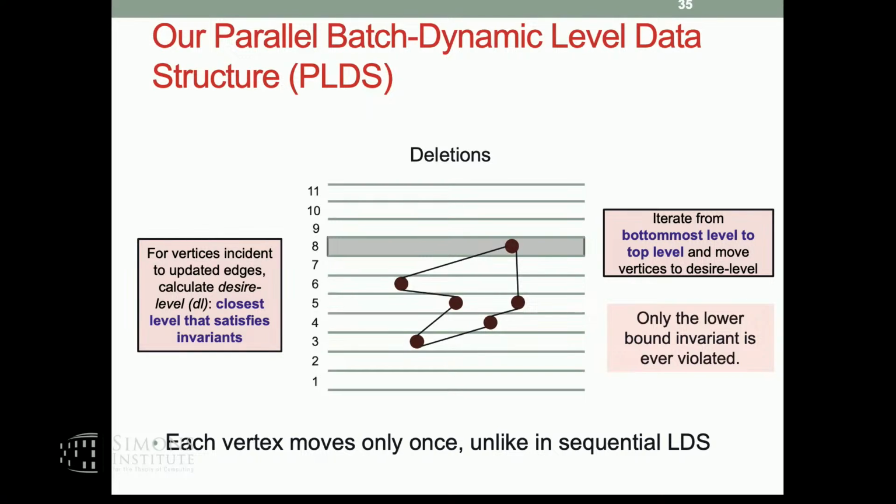Okay, so in the deletion algorithm, every vertex is going to move just once. It's going to move once to the final desire level that it wants to go to. This is different from the sequential LDS, where if you were processing the updates one at a time, each of the updates could cause a vertex to move down one level. But for us, for a single batch, each vertex is going to move down just once to its final level.